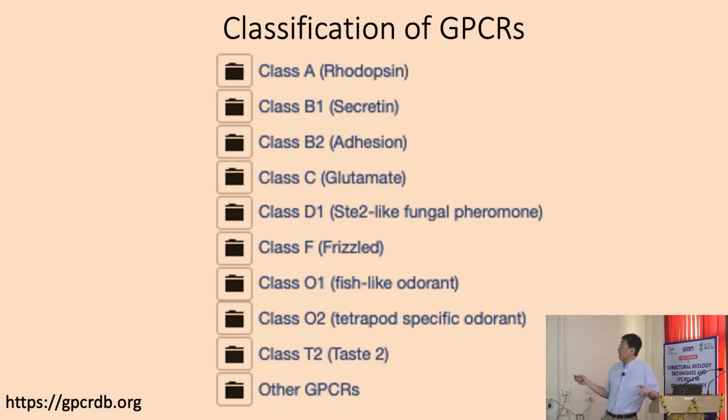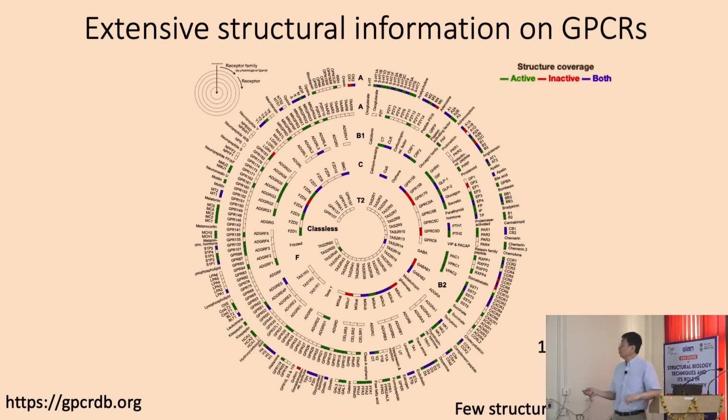So how do you classify GPCRs? This is one way. Class A, B, C, D, F, O for odorant, smell, and taste, and other GPCRs. So if you look at structural information, that's what I care about. Hopefully you care as well. As I mentioned, there are 1,600 structures. They are mapped onto the structures of the various GPCRs.